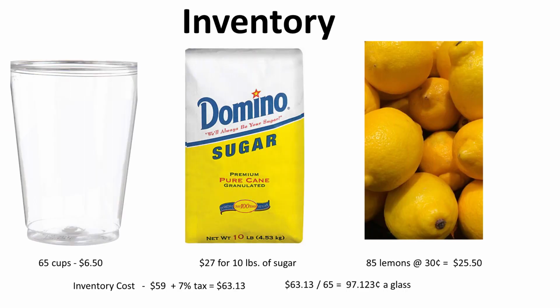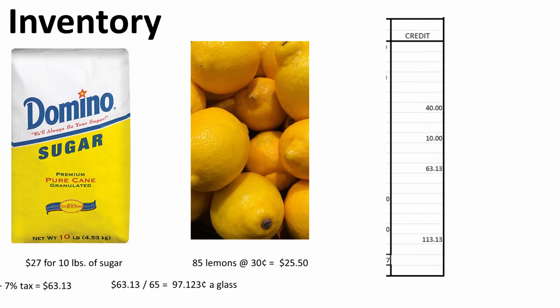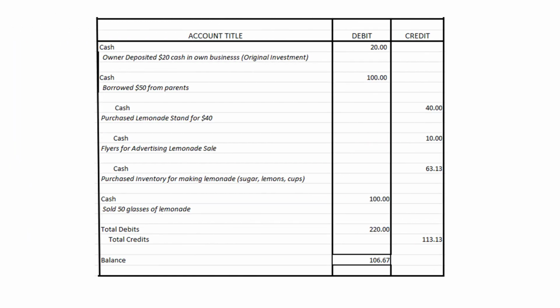Johnny wants to sell more lemonade the next day. He only has enough inventory to make 15 glasses of lemonade. Johnny decides to purchase the same inventory items and amount that he did previously. Johnny needs to check his cash account to see if he has enough money to buy the additional inventory.